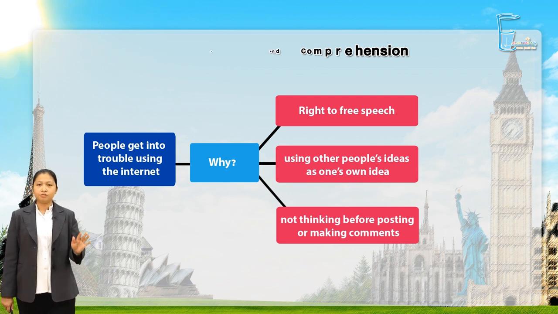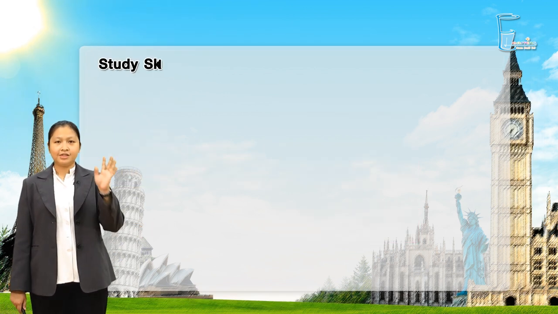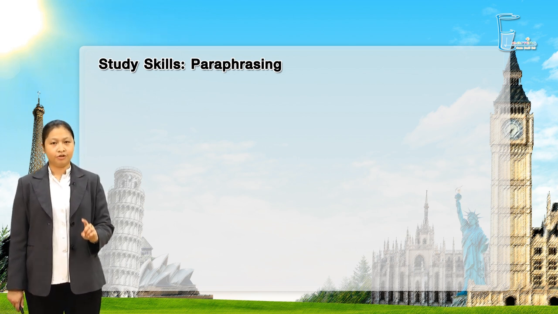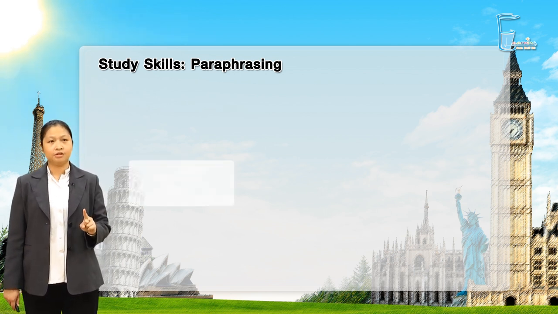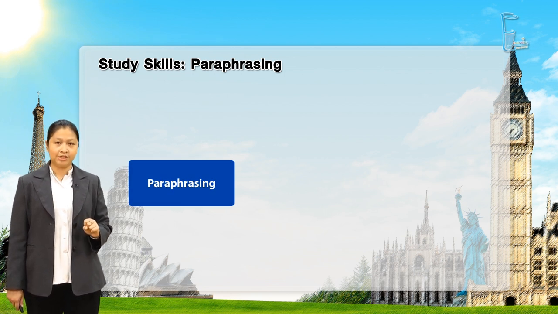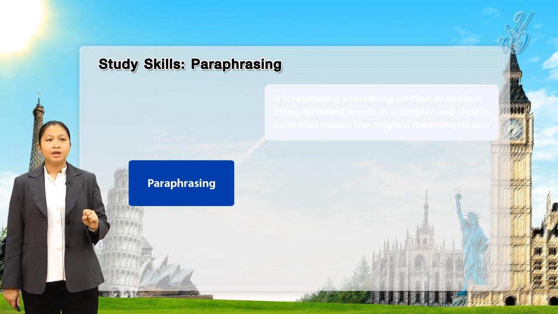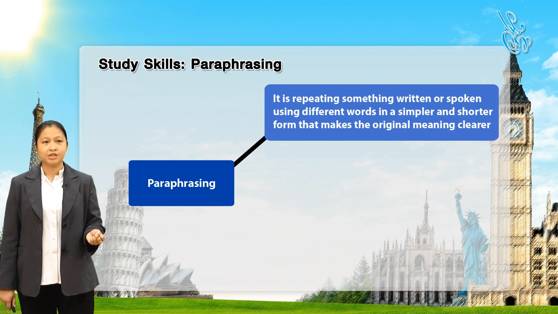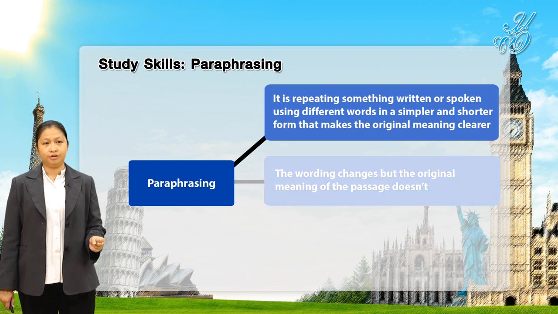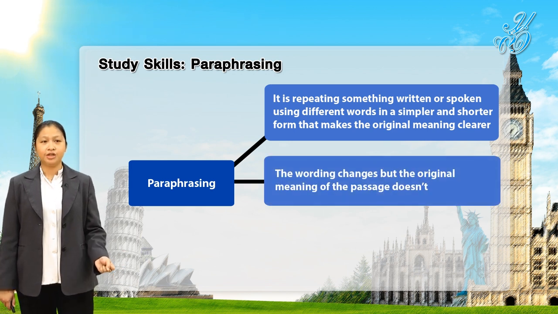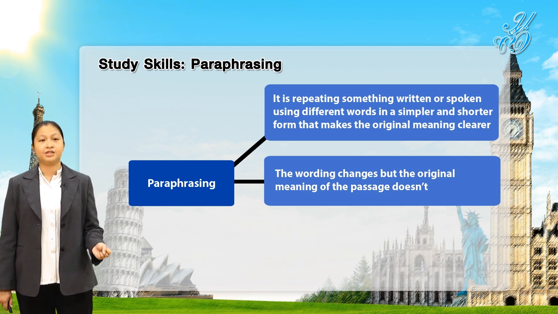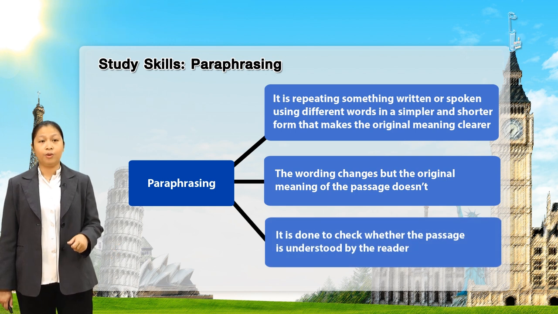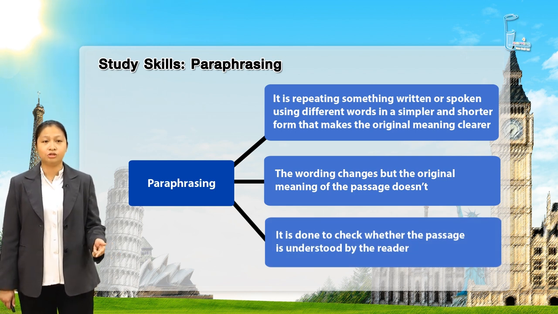So before we learn to write the cause and effect paragraph, let's have study skills first. First study skill that we are going to learn is paraphrasing. What is paraphrasing? It is repeating something written or spoken using different words in a simpler and shorter form that makes the original meaning clearer. In paraphrasing, the wording changes, but the original meaning of the passage does not change. And paraphrasing is done to check whether the passage or the text is understood by the reader.